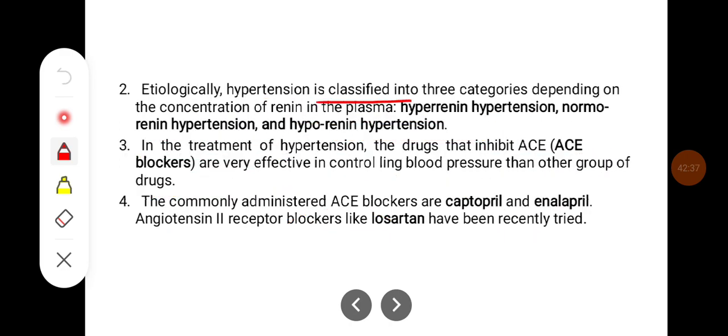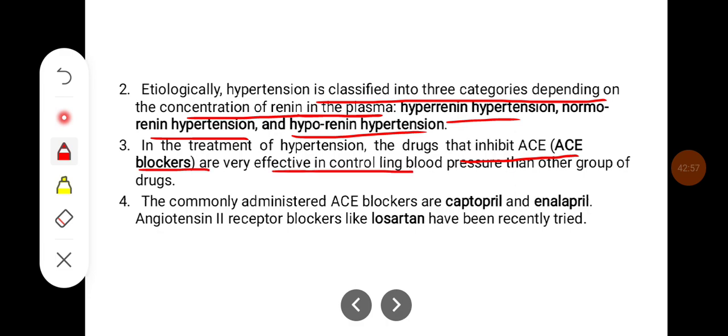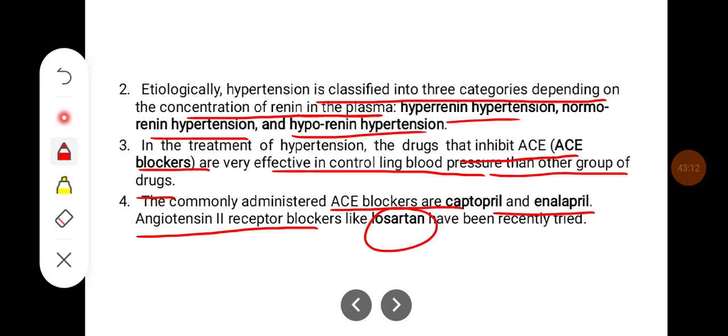Etiologically, hypertension is classified into three categories depending on the concentration of renin in plasma: hyperrenin hypertension, normorenin hypertension, and hyporenin hypertension. In the treatment of hypertension, the drugs that inhibit ACE, which are called ACE blockers, are very effective in controlling blood pressure compared to other groups of drugs. The commonly administered ACE blockers are captopril and enalapril. Angiotensin 2 receptor blockers like losartan have been recently tried.